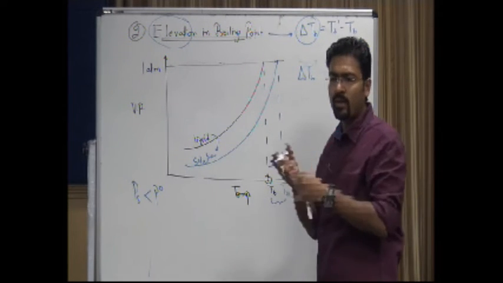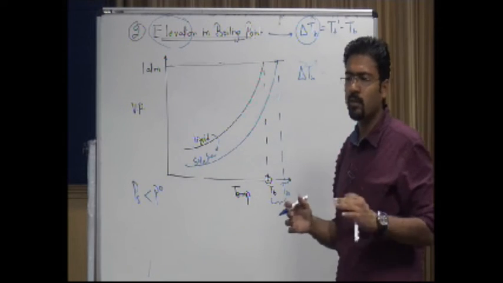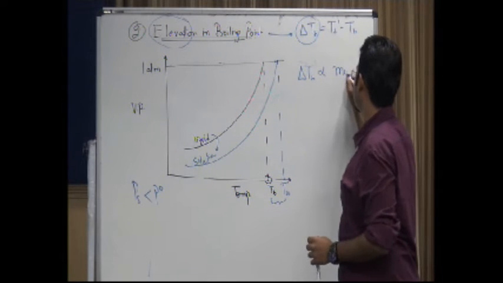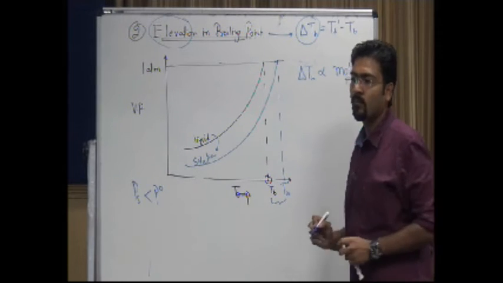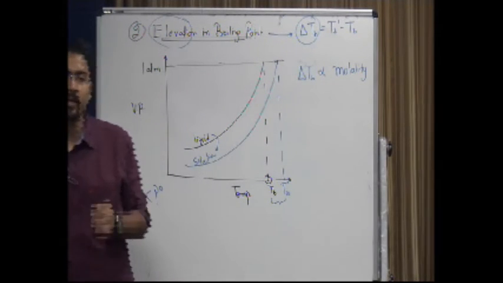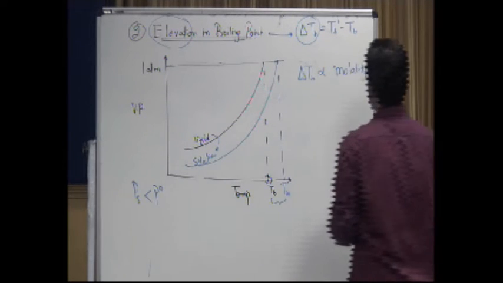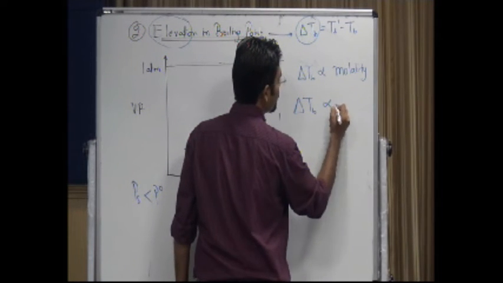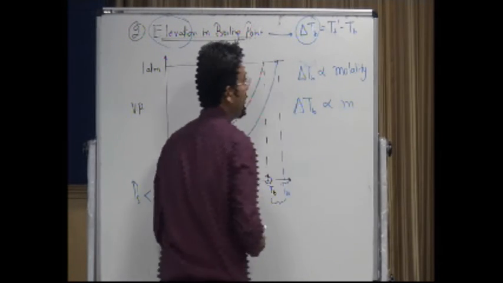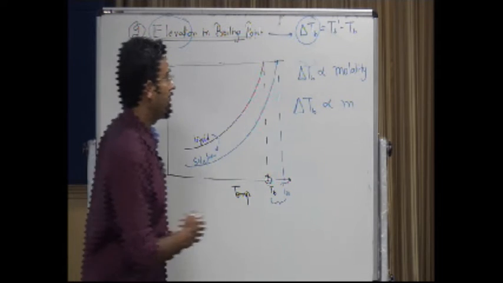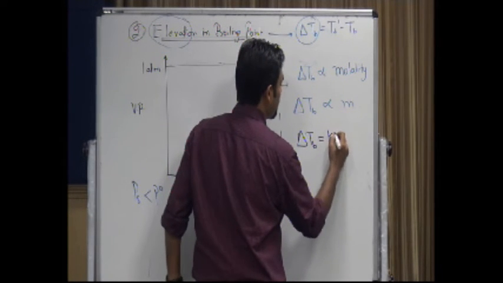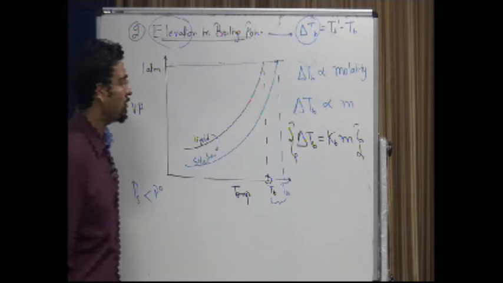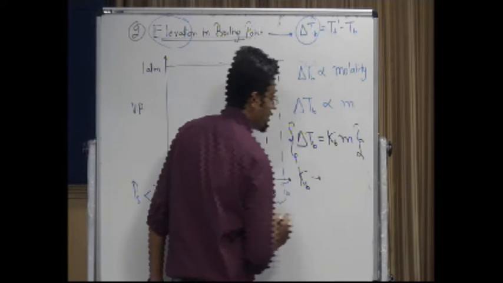This comes through a derivation, but the derivation is not important even for JEE Advanced. The insight is important, which I'll give you. It depends upon the molality of the solution. What is molality? Number of moles of solute present in 1 kilogram of solvent. So delta Tb is proportional to small m. If we remove the proportionality, we can put a proportionality constant, which is Kb here. What is it called?